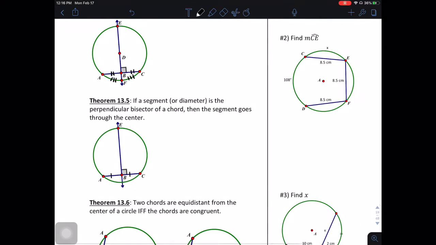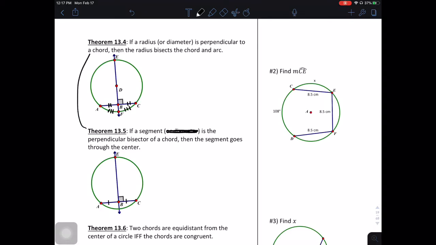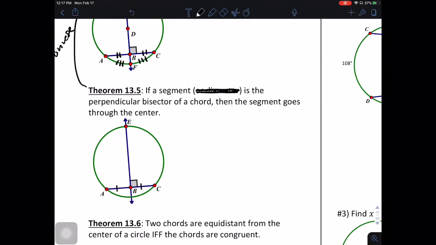Theorem 13.5. If a segment, or diameter, is the perpendicular bisector of a chord, then the segment goes through the center. If a segment is the perpendicular bisector of a chord, and this picture shows segment EB is the perpendicular bisector, then the segment goes through the center. This is the converse to this up here. So this tells us for certain that the center of this circle has to be on this segment.